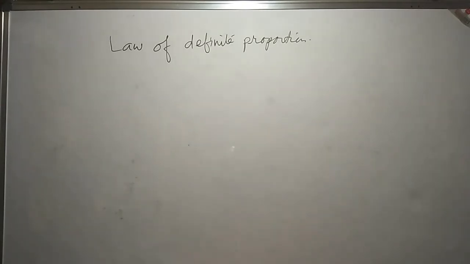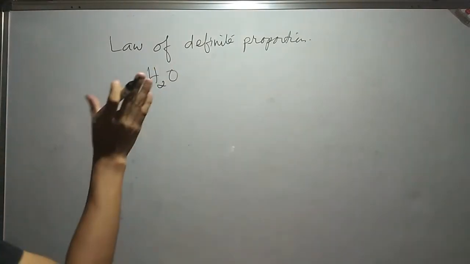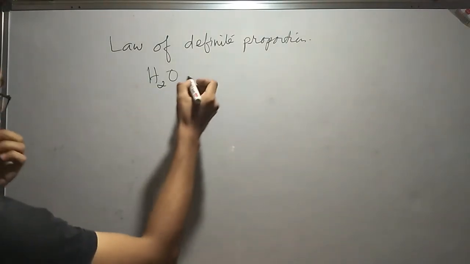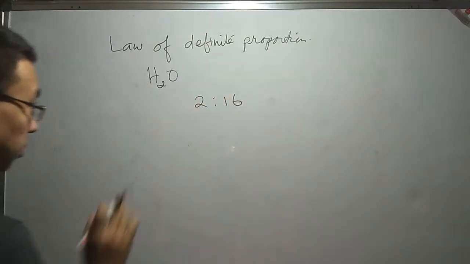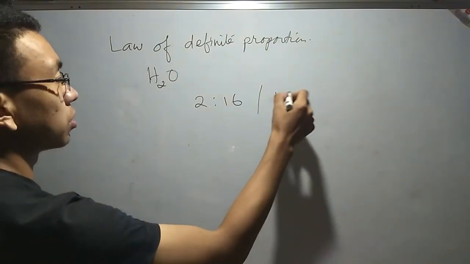It will never change. Say, for example, water. Water will remain as H2O at any condition. So its ratio will be 2:16. We have to see their mass ratio. So 2:16, or 1:8.